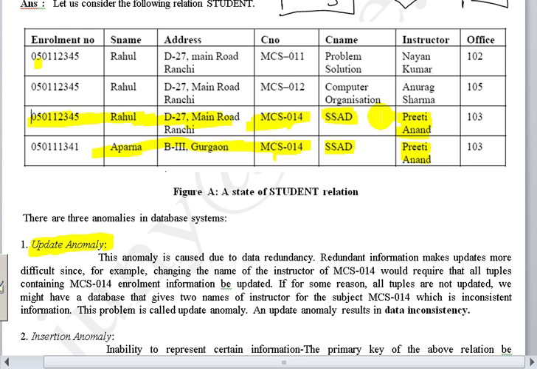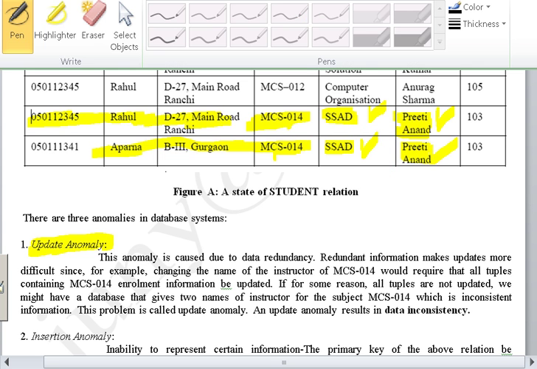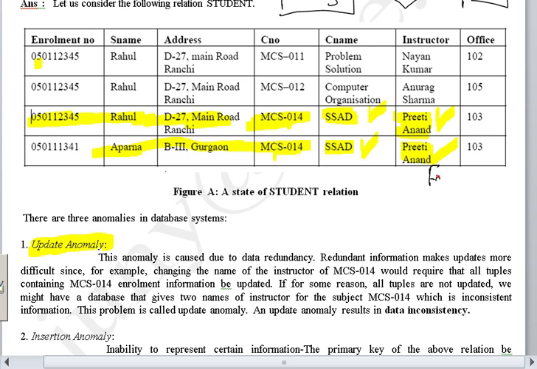So now, for example tomorrow, there could be hundreds of students with the SSAD, and we are seeing that SSAD is going on, and there will be Preeti Anand who is teaching it. So it could be that now Preeti Anand is no more in our college. She has left, and it is some other guy who is teaching now. Say we have a Fazan who is teaching now. So I have to change this into Fazan.